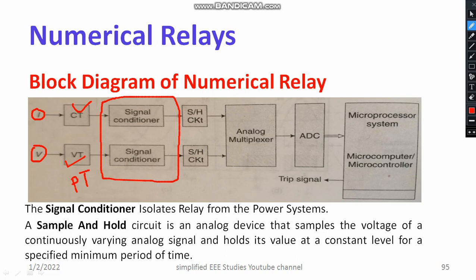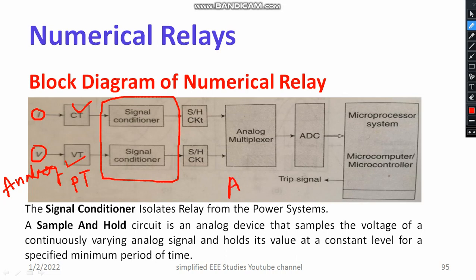Next, whatever signals you are receiving, current and voltage, both are analog quantities. Remember that. But do you think a microprocessor or microcontroller or DSP is an analog device? Never. You already studied a separate subject, microcontroller or microprocessor. A microprocessor can read only digital data. Therefore, we have to use an ADC.